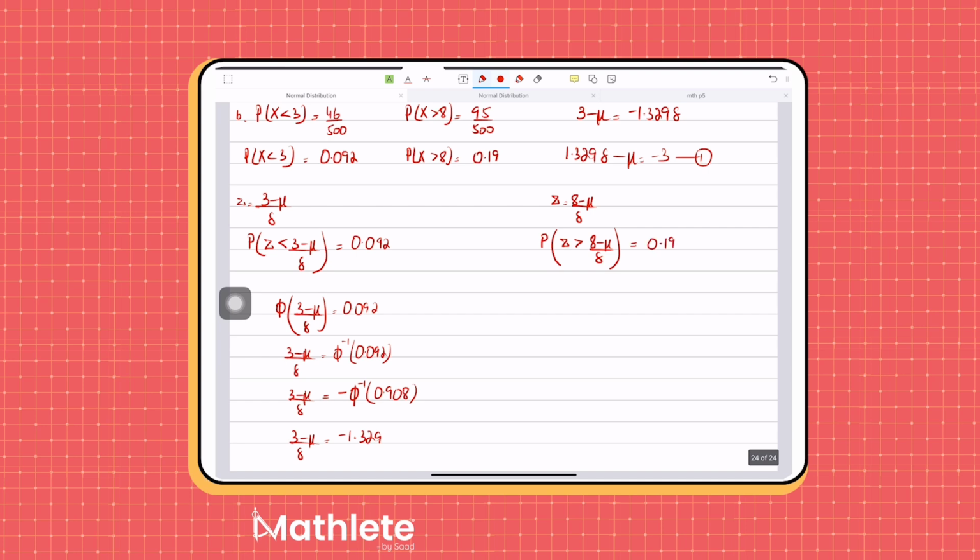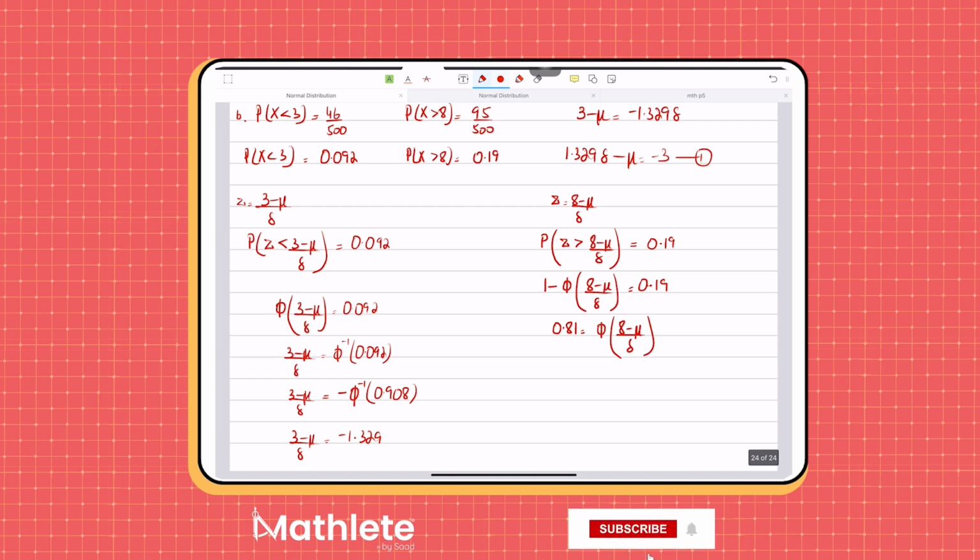0.19. Now, what do you do when you're finding the probability of greater than? Here's what you do. You do 1 minus phi of the z value, (8 minus mu) upon sigma, which is equal to 0.19. Why? Because remember, you're finding greater than. So let's do 1 minus 0.19. That's equal to 0.81. That means 0.81 is equal to phi of (8 minus mu) upon sigma. Now, if we take phi across the equals sign, it becomes phi inverse.